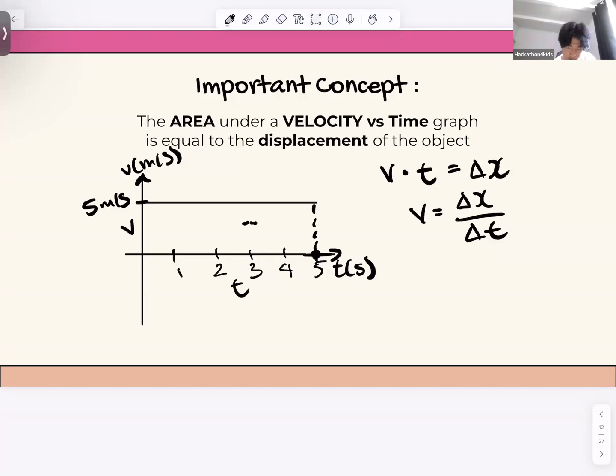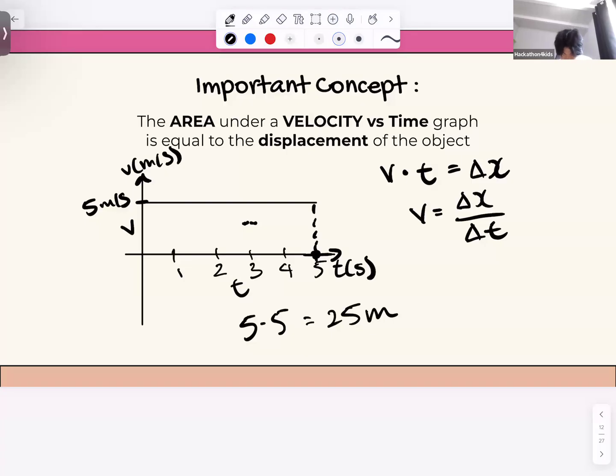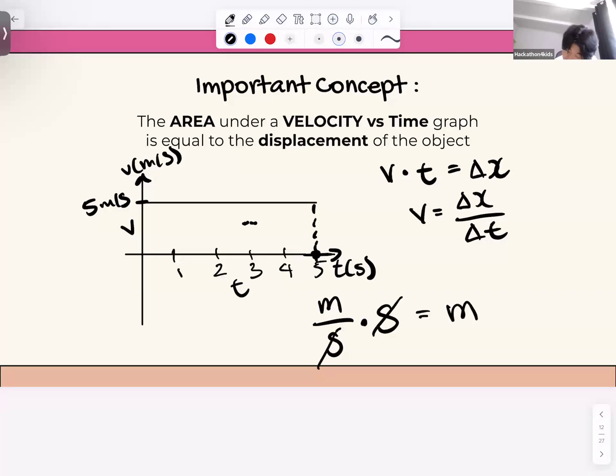right? So what would the displacement of this object be then? It would just be 5 times 5, which is 25 meters. Okay. And you can also see this through units because we're multiplying meters per second with seconds, and the seconds cancel out, which equals meters, which is the unit of displacement. Okay, so remember that the area under a velocity versus time graph is equal to the displacement of an object.